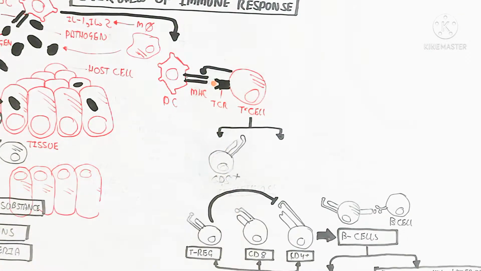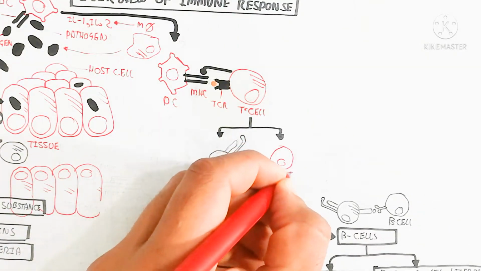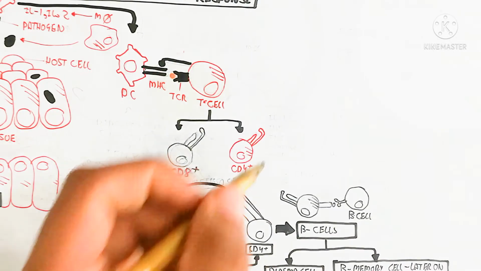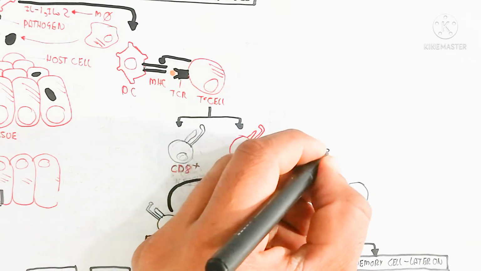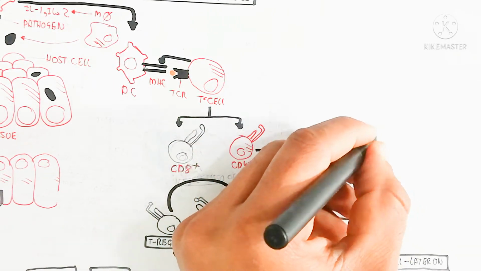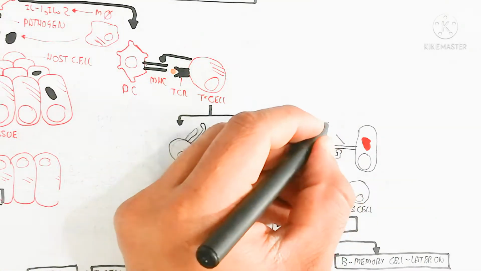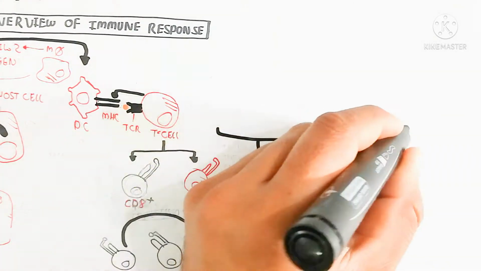So here you can see this is the basic function. While on the other hand, CD4, the T helper cell, will produce interleukin 1, 2, 3, interferon gamma, tumor necrosis factor kappa B, and chemokine. This chemokine is used for the recruitment of the macrophage, the neutrophil, B memory cell, and B cells.